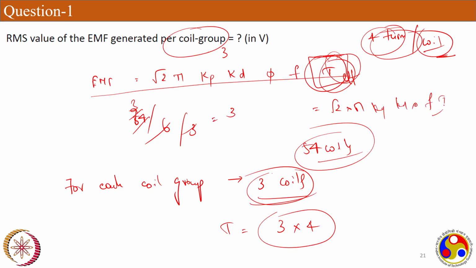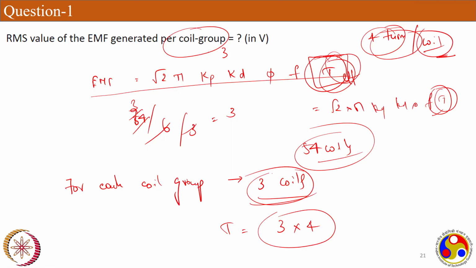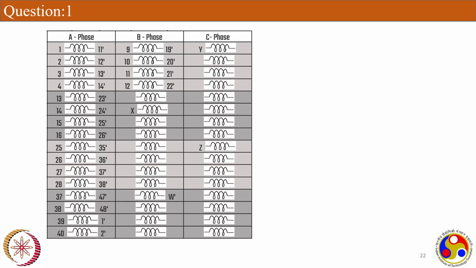The T is the key here. The coil group means per pole per phase how many coils are there. Once you get the number of coils per pole per phase, multiply with the number of turns of each coil. That gives you the coil group turns, and it's just a substitution there. Okay, this is a winding scheme only. If you understand the logic, you can solve it in 5 minutes. It won't even take 5 minutes.